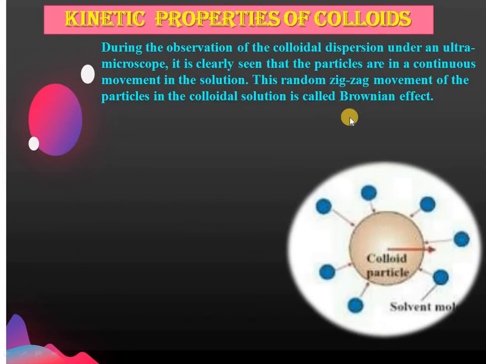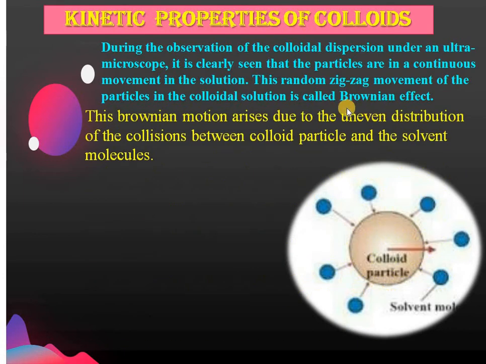So moving to the next property, that is the kinetic property. Kinetic is linked with movement. So here we will discuss the movement of colloidal particles. During observation of a colloidal dispersion under an ultramicroscope, we see the particles are in continuous movement in the solution. They move in a random zigzag form. That is known as Brownian motion.